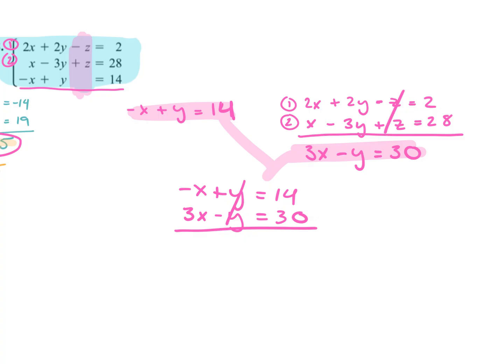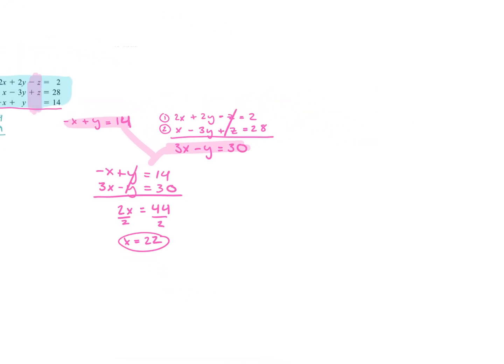What's negative x plus 3x? Sabrina, what's negative x plus 3x? 2x. And 14 plus 30? 44. What do we do next? Divide by 2. So x is equal to 22. From here, if you want to go ahead and put it into row echelon form, you can, or just save it for the last step.